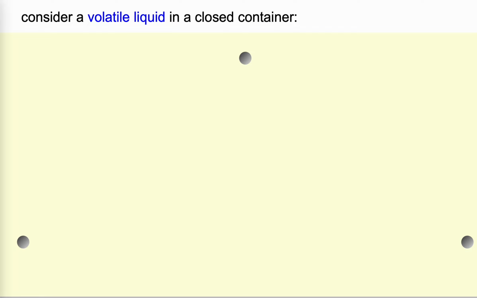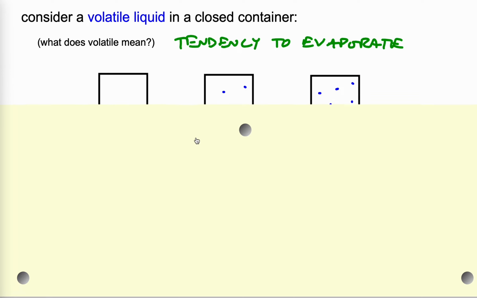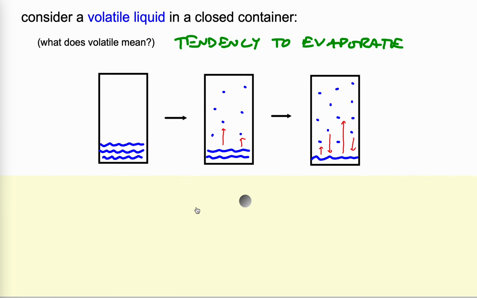Let's consider a volatile liquid in a closed container. Well, what does it mean to say that a liquid is volatile? Well, that basically means it has a tendency to evaporate. It can easily go from the liquid phase to the gas phase. Okay? So when we begin, we've got nothing but liquid at the bottom, and we've got vacuum at the top.